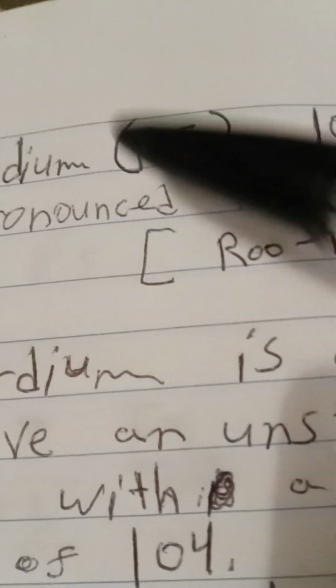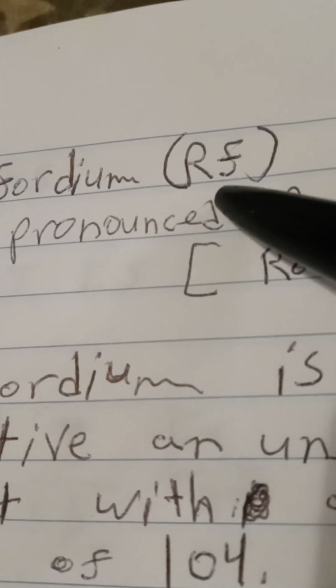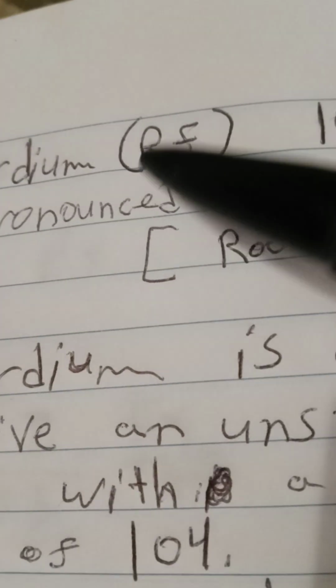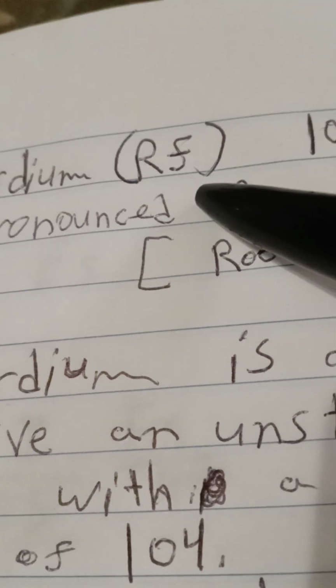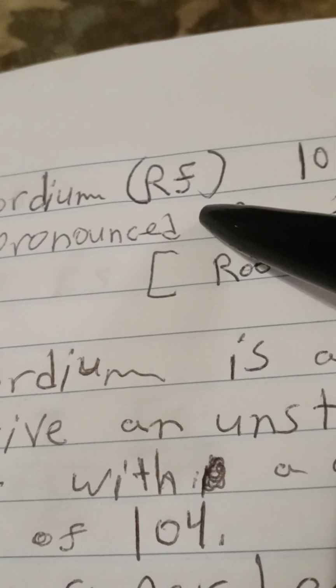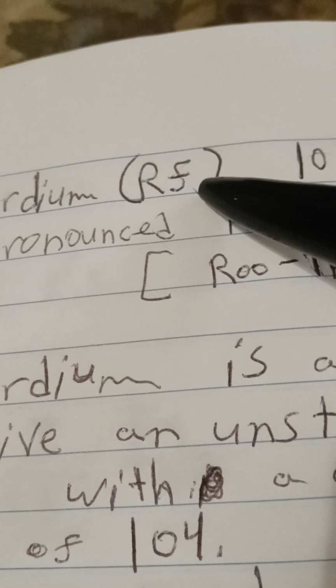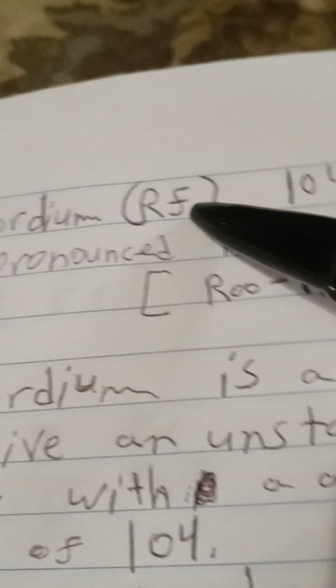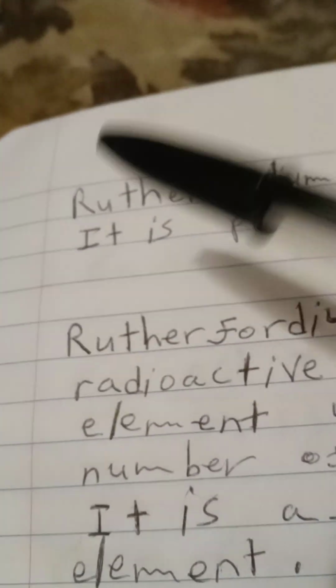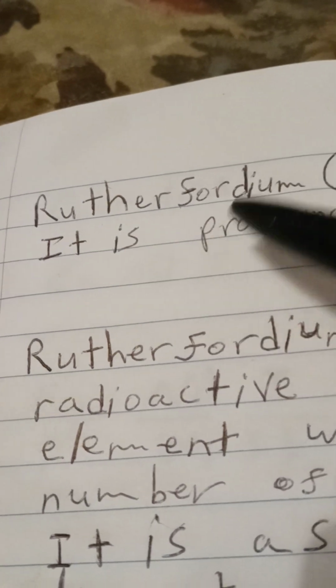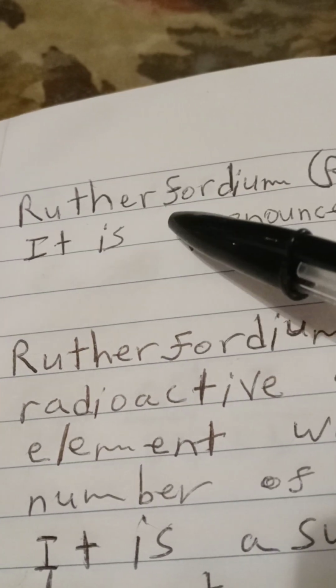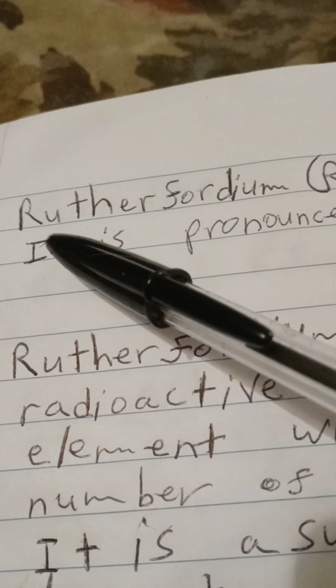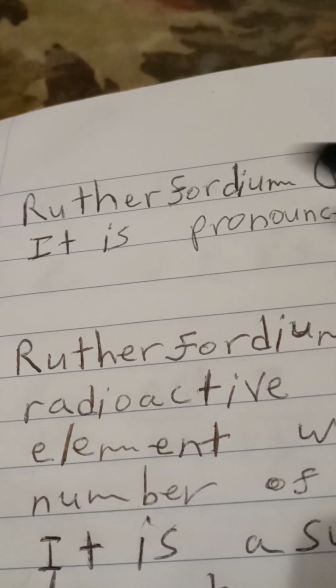Let's look here. For example, we got a capital R and a small f. A capital R and a small f, that's a chemical symbol. And it represents a chemical element. And the chemical element it represents is Rutherfordium. Some people pronounce it Rutherfordium.